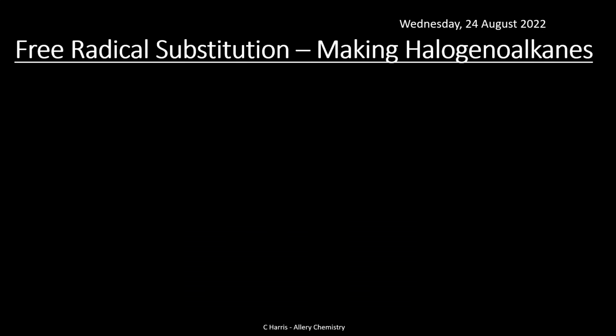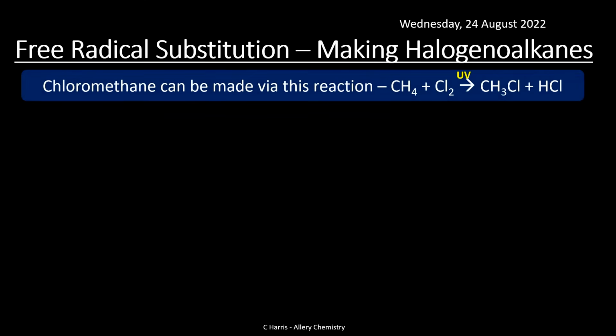So let's have a look at an example. I'm going to introduce you to one of the first functional groups. This is a halogenoalkane, also known as a haloalkane, and this is going to use that free radical process that we mentioned before. So chloromethane is a chemical that can be made using UV, and it's an example of homolytic fission. So CH4, which is methane, reacting with chlorine to form CH3Cl, that's your haloalkane, so chloromethane in this case, that's chloro and then methane, and that will form hydrogen chloride, so HCl.